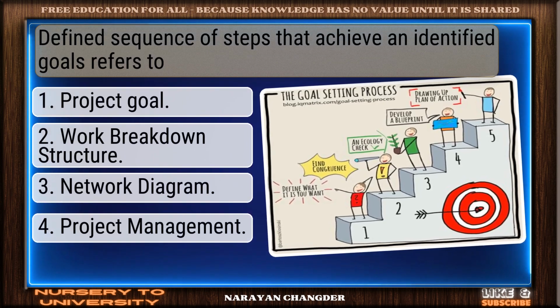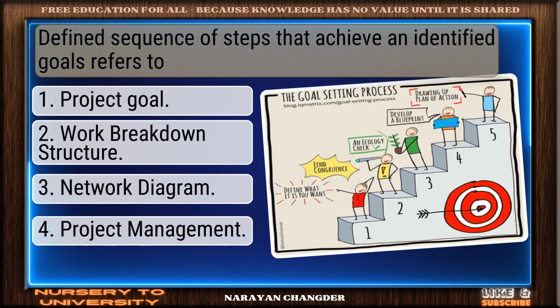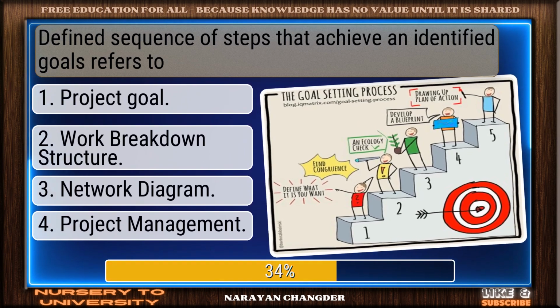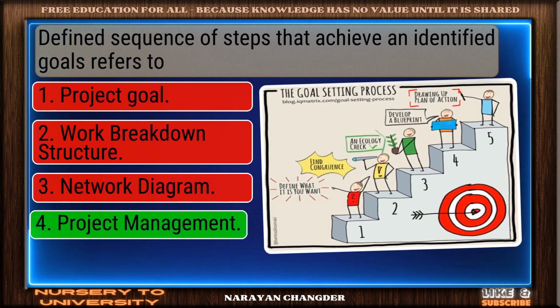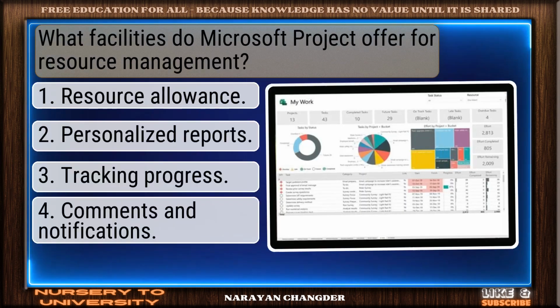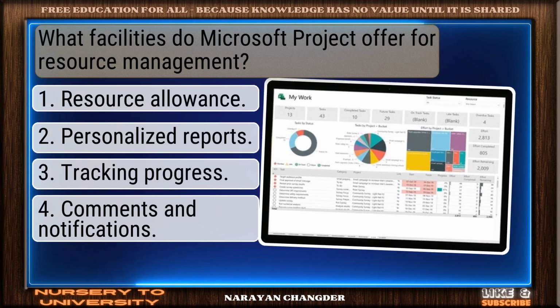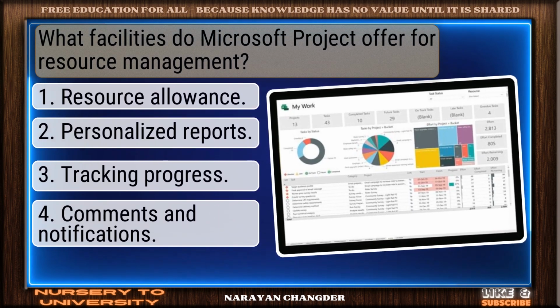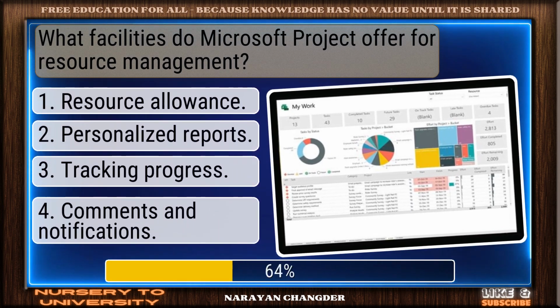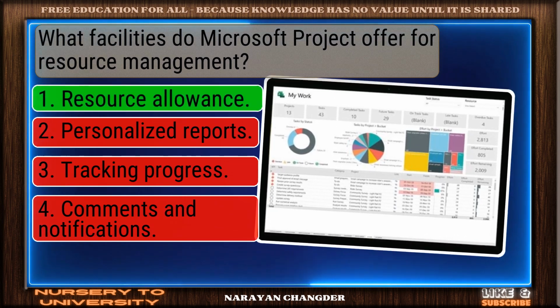Question number 23. Define sequence of steps that achieve an identified goal refers to. Bravo. Project management is the answer. Question number 24. What facilities does Microsoft Project offer for resource management? Correct. Resource allowance is the right answer.